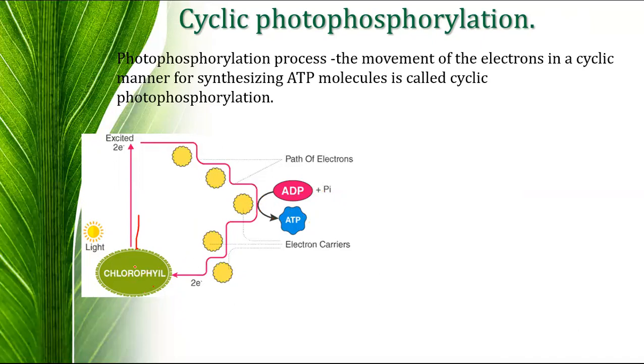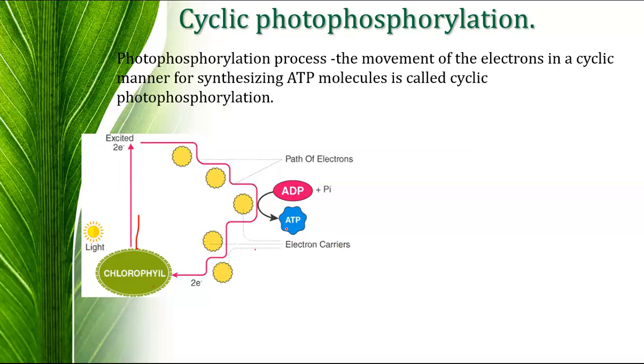Here the excited electron does not pass on to the NADP. So there is no formation of NADPH. As a result, here only ATP is synthesized. That means cyclic photophosphorylation is essential for the formation of ATP, not NADPH.